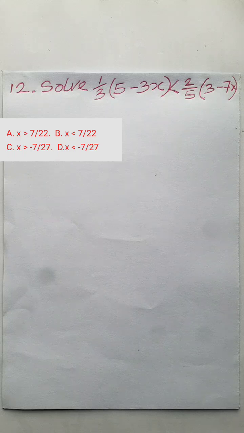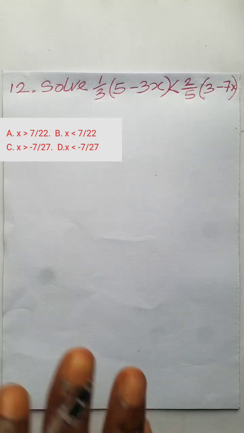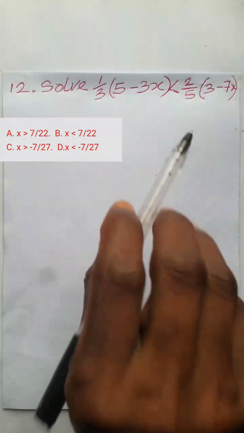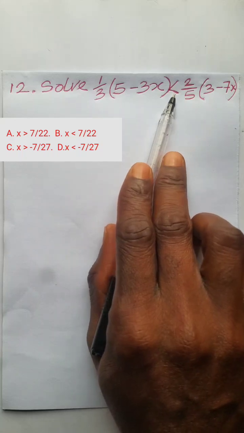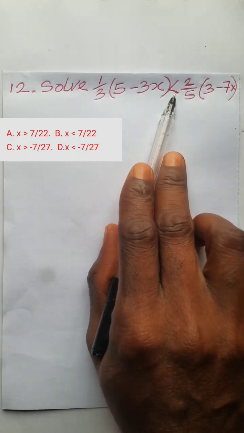Question 12. Solve 1 over 3 into bracket 5 minus 3x, close bracket, less than 2 over 5, open bracket, 3 minus 7x, close bracket. Now we are going to solve that as a normal equation until when you have to check what is happening with the less than sign here.